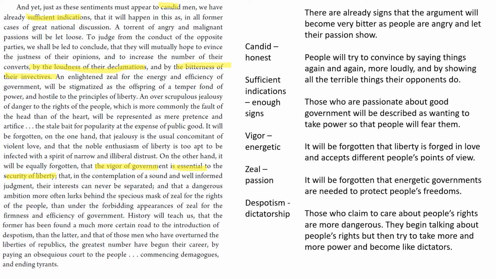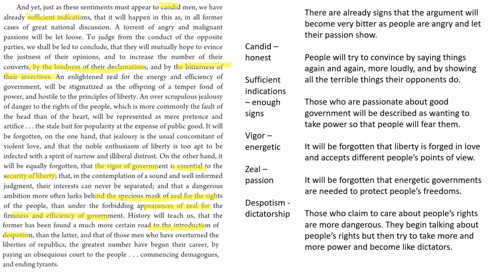So he says, actually, it's more dangerous when people are pretending to be enthusiastic about people's rights than when people are enthusiastic about firm government. History will show us that the former has been found a much more certain road to the introduction of despotism. Those that care about the rights of the people instead of the strong government lead to dictatorship.